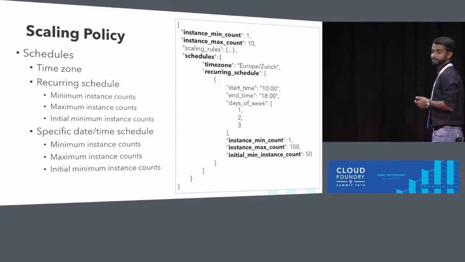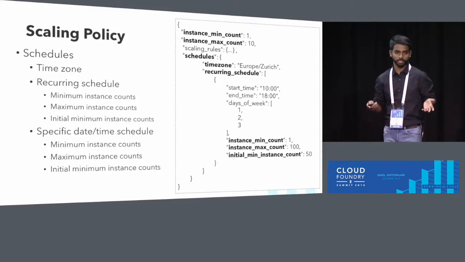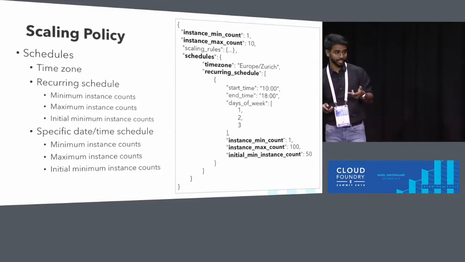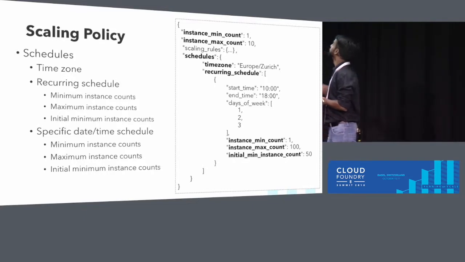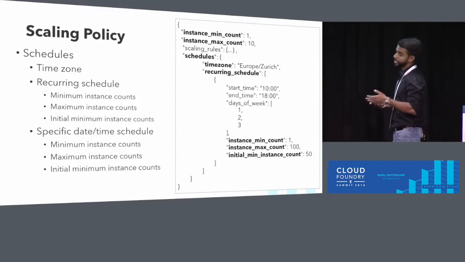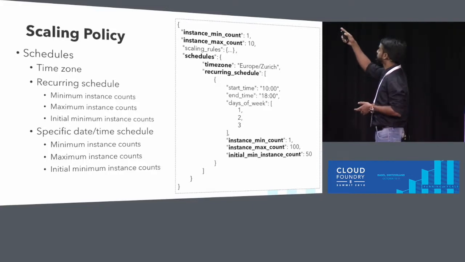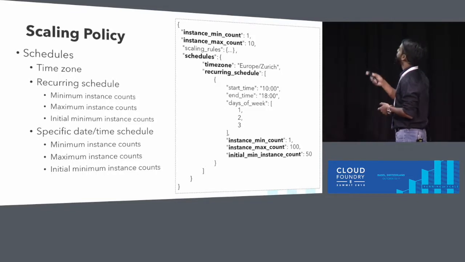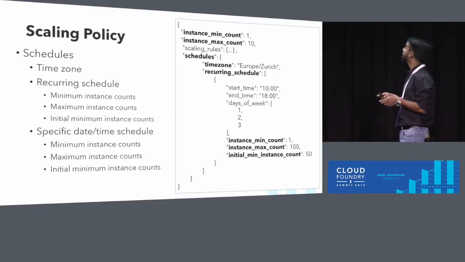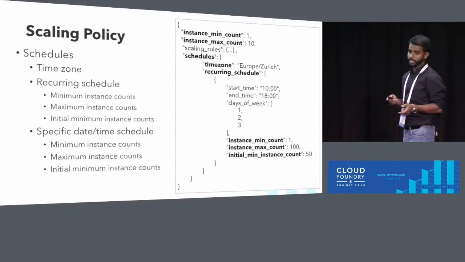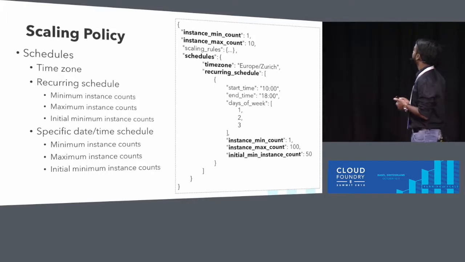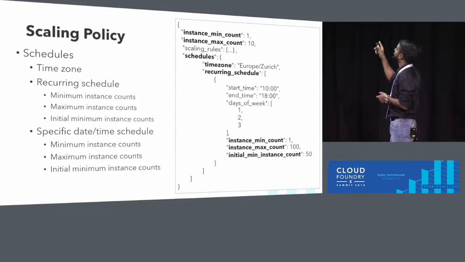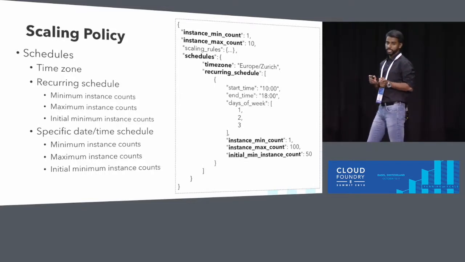Now, since schedules are scheduled, you need to have a time zone. So you define a time zone. And then schedules are of two types, recurring schedules and specific date schedules. Recurring schedules, as the name says, can be repeated over weeks or months. So here you can see in the example, days of week, it says. You can have days of month as well. And for a recurring schedule, you tell start time and end time, and which days of the week or days of the month you want it to be executed, and then you tell instance min count and instance max count. Now this instance min count and instance max count will override your global instance min count and instance max count.